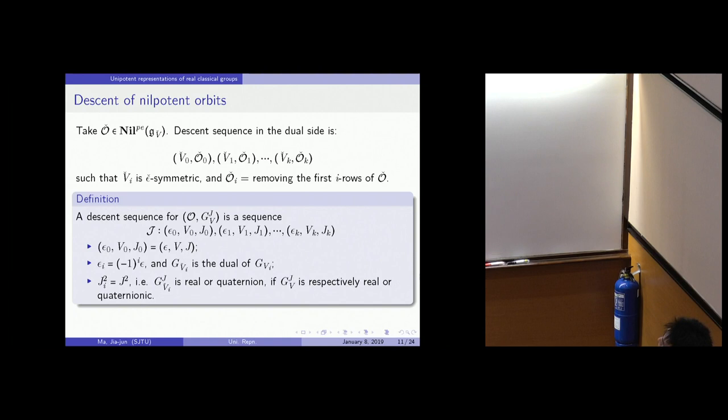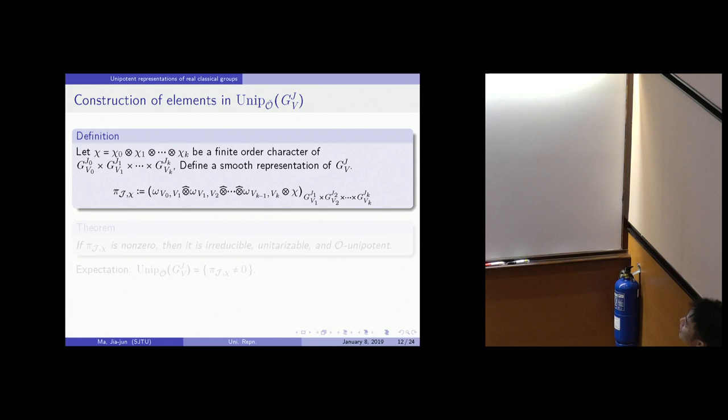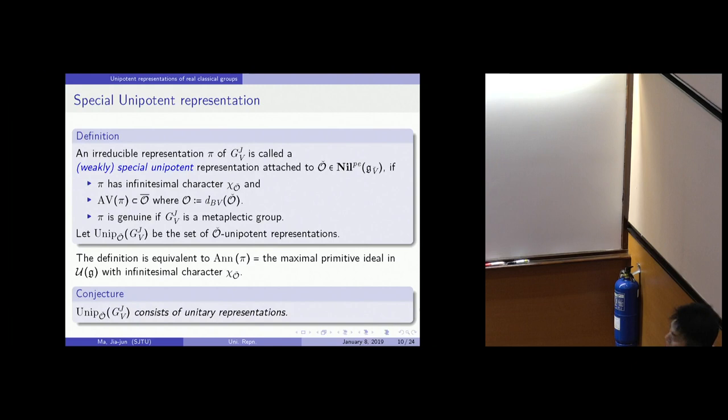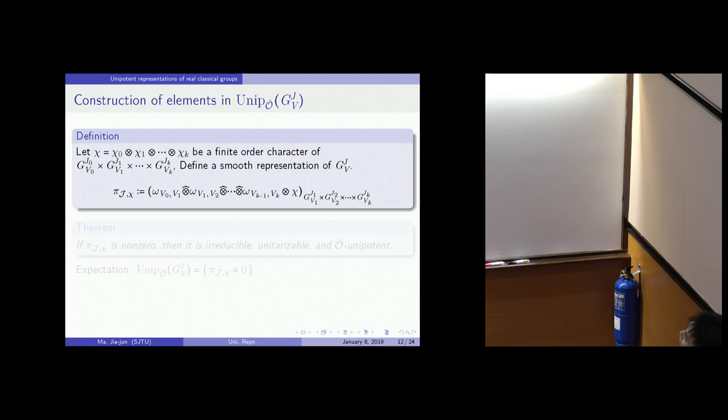For example, this Ji will maybe correspond to OPQ, where PQ can vary, because on the dual side you only get complex groups. Anyway, to construct elements inside this set, you take any finite order character of the group, which will be the determinant character or some kind of strange character for OPQ.